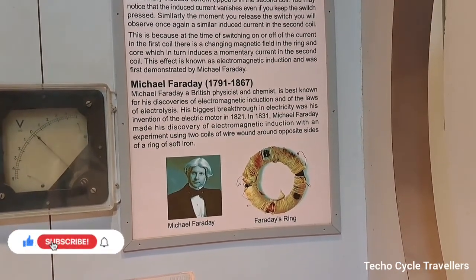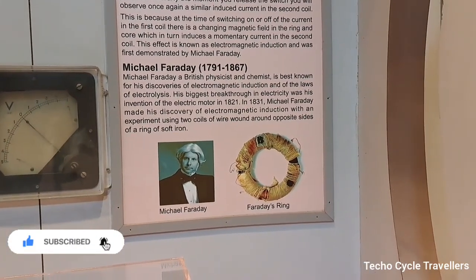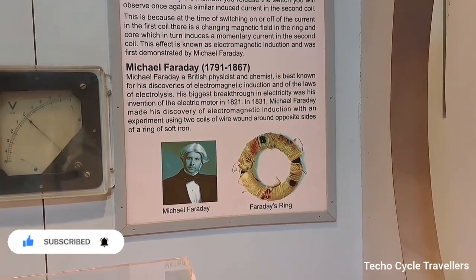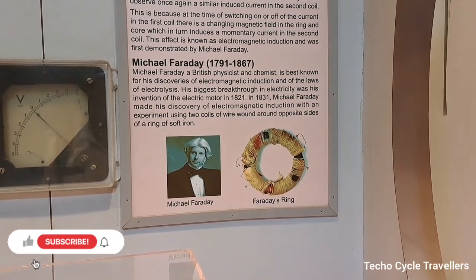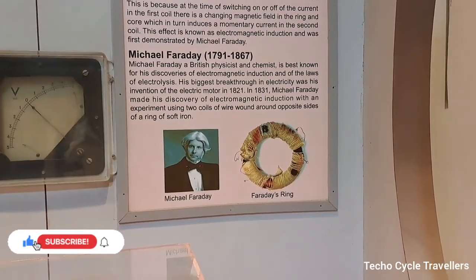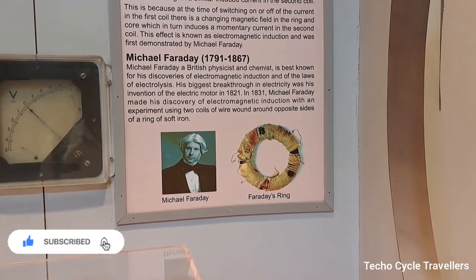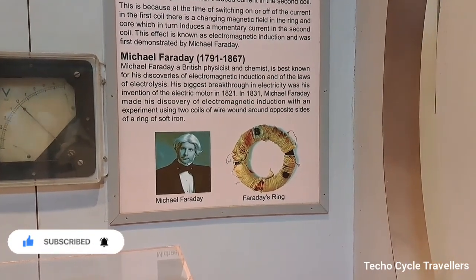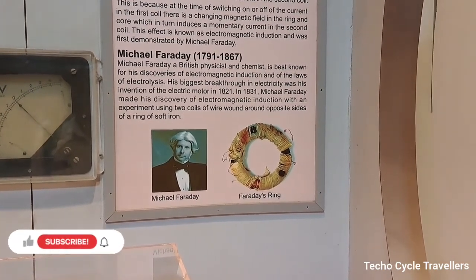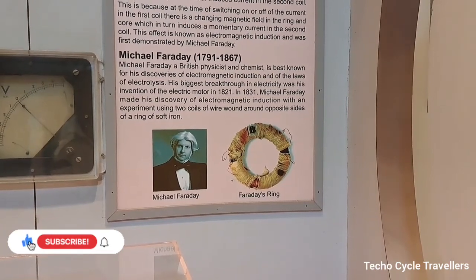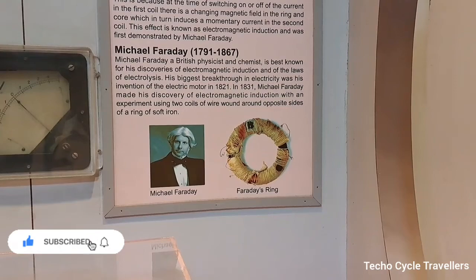Michael Faraday, 1791-1867. Michael Faraday, a British physicist and chemist, is best known for his discoveries of electromagnetic induction and of the laws of electrolysis. His biggest breakthrough in electricity was his invention of the electric motor in 1821. In 1831, Michael Faraday made his discovery of electromagnetic induction with an experiment using two coils of wire wound around opposite sides of a ring of soft iron.